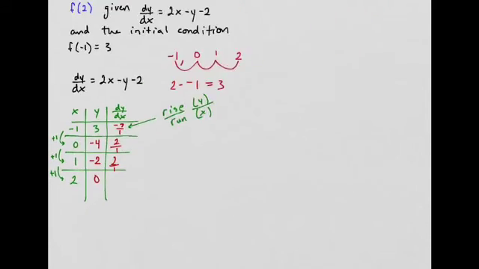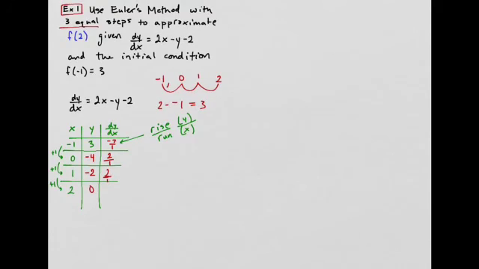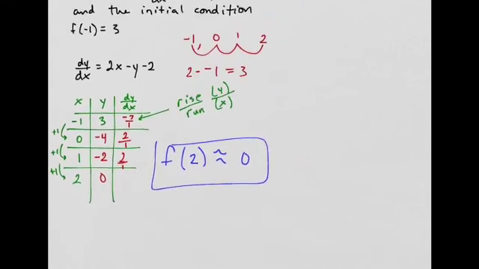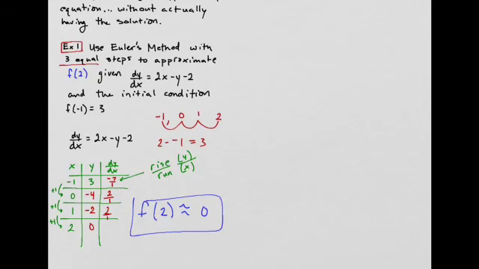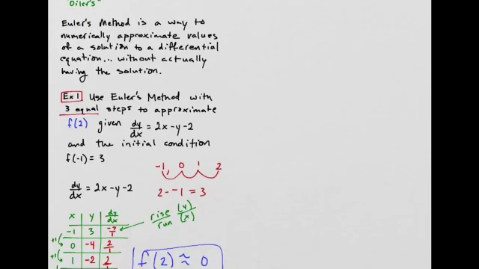And I think we've done it. F of 2 is approximately 0, because I plug in 2 and I get 0. There we go. Now we could plot a slope field and see if this works out if we start at that initial condition, but that will take too long and the video is already crazy long.